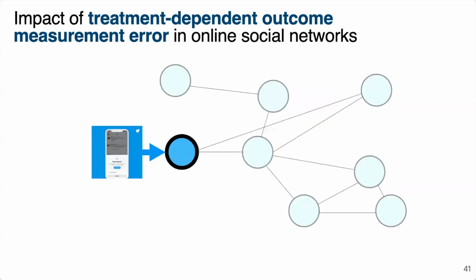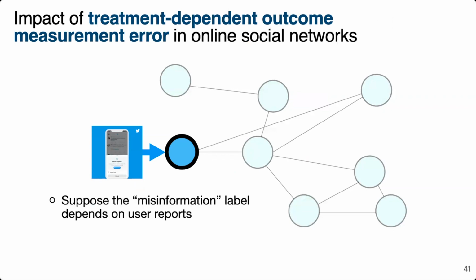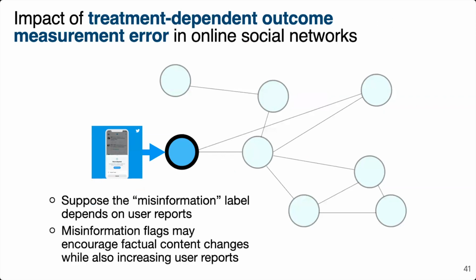However, when we think about treatment conditional error, how we measure misinformation at the node level can actually be impacted by the treatment that we're taking and using to inform an algorithm. For instance, suppose this misinformation label depends on user reports. Whether or not something is flagged or labeled as misinformation varies based on users reporting that some tweet is false in some capacity.